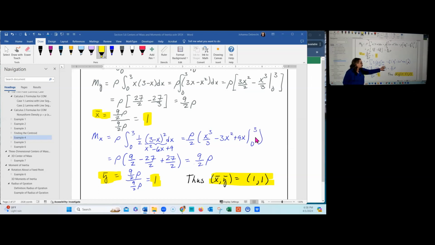And then I integrated x squared minus 6x plus 9 to get x cubed over 3 minus 3x squared plus 9x, evaluated from 0 to 3. And when I distributed the 1/2 and simplified, I again got 9/2 of rho. And then the total mass is 9/2 rho. So when I divide the moment in the x direction by the total mass, I get 1 again, which tells me that the value that I have here is 1, 1. That's the centroid, if you will.